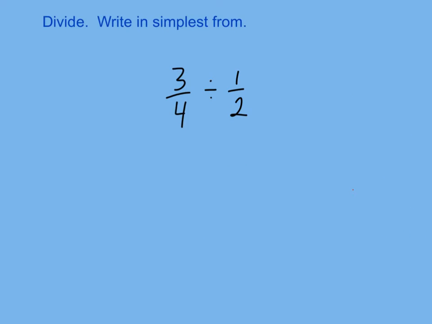Let's say that we're dividing two fractions like we are right here. Dividing fractions can be a little bit confusing. So what we can do to make it simpler is use that keep, change, flip method to create a multiplication problem that will be the same answer as this, because it's pretty easy to multiply fractions.